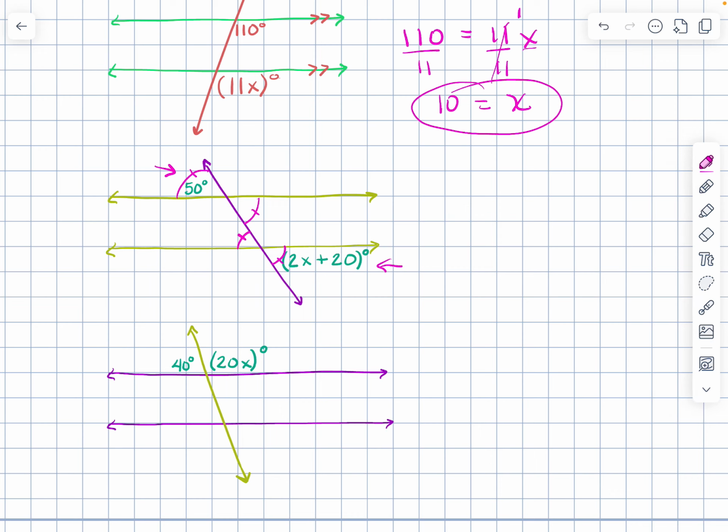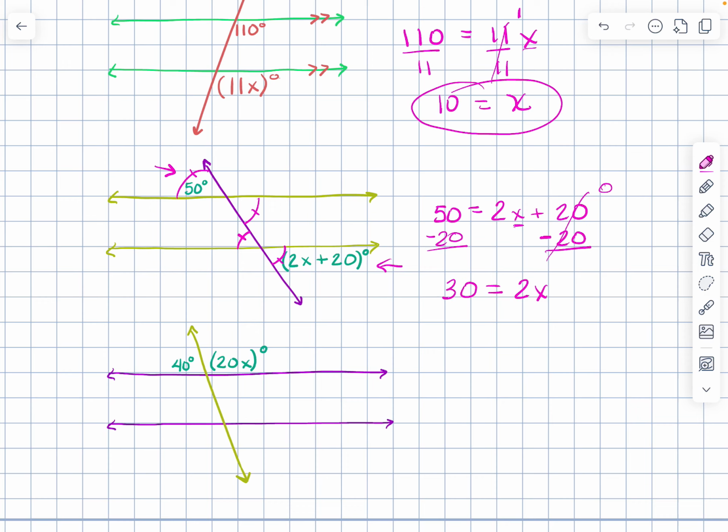Okay, so now let's go ahead and set these equal to each other. So I have 50 is equal to 2x plus 20. All right, I got one extra thing to worry about than I did in the other equations. So again though, my goal is to solve for x, so I need to get rid of everything that isn't x. Okay, so here I'm going to subtract 20 from both sides, minus 20. 20 minus 20, this is going to be 0, and I'm left with 2x on this side of the equation. And 50 minus 20 is equal to 30.